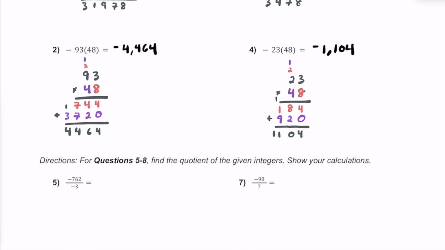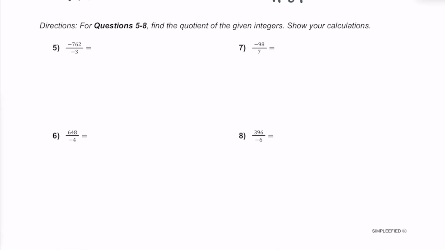And let's go ahead and try finding some quotients now. So in questions 5 through 8, we're going to go ahead and find the quotient of these numbers. The quotient means the answer to a division problem. And again, let's go ahead and make sure we show our calculations practicing the standard algorithm for division this time. For number 5, we have a negative divided by a negative, but again, let's just ignore these negative signs for now, or just rather take the absolute value of each number and calculate.